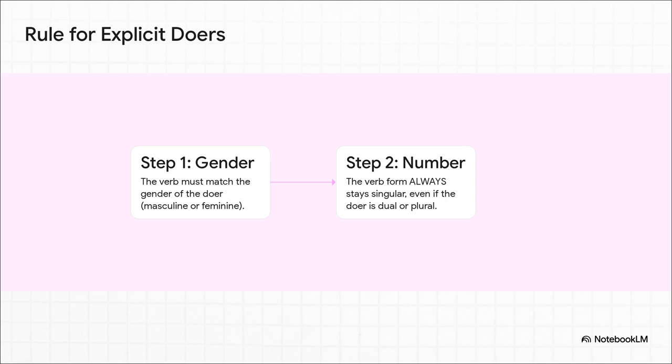The verb form always stays singular. I'm going to say that again, always singular. It doesn't matter if one person did the action, or 2 people, or 200 people. If you name the doer, the verb stays singular, period.